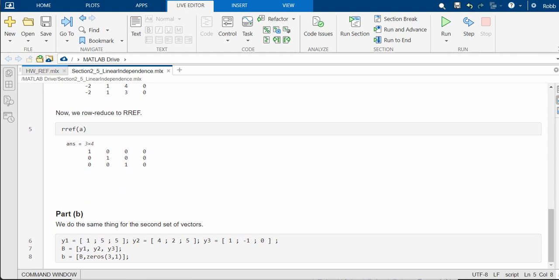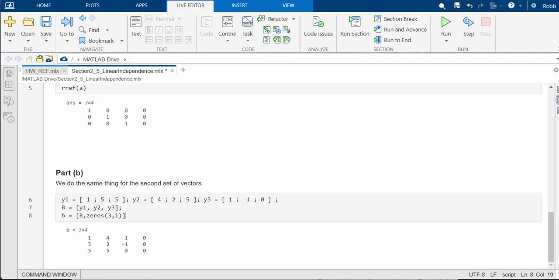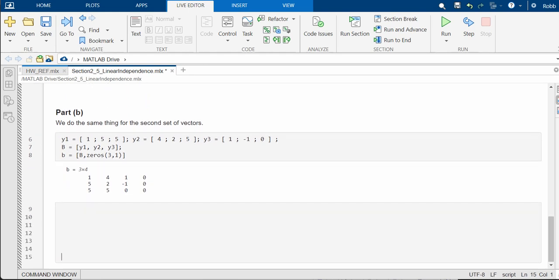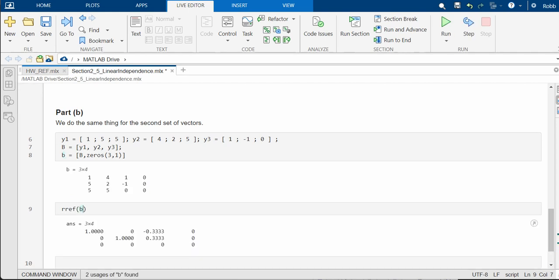All right, so let's get rid of the ink and try another example. I've done the exact same thing, even including using the zeros function in Matlab to create the vectors y1, y2, y3. And so you can see that we do in fact have the correct augmented matrix. All right, and so I'm going to do the same thing, RREF of B. Now this is interesting. Why am I saying this is interesting?